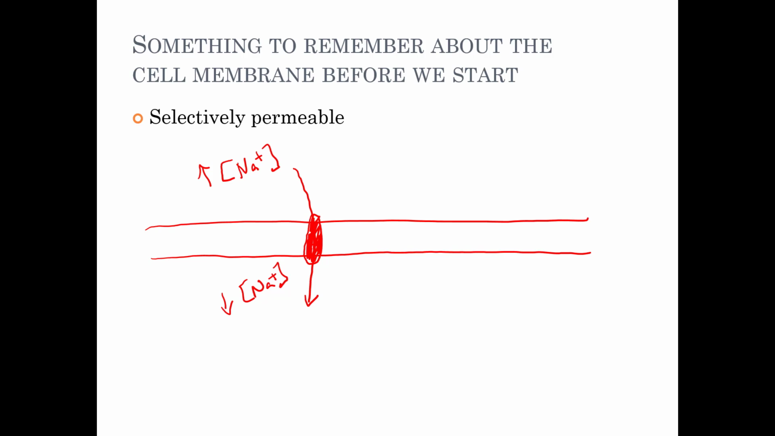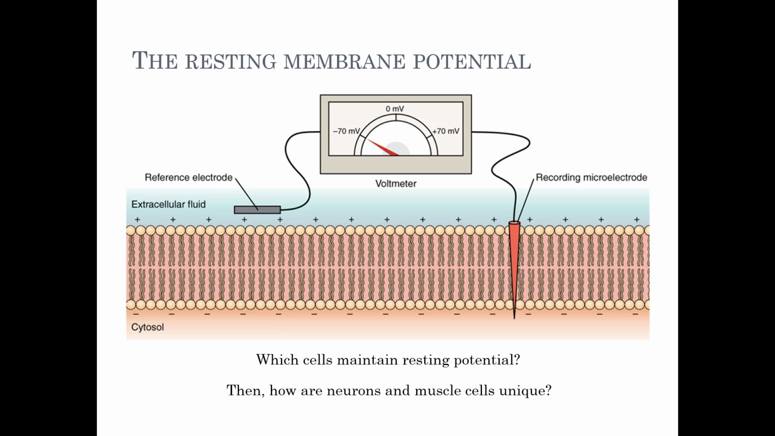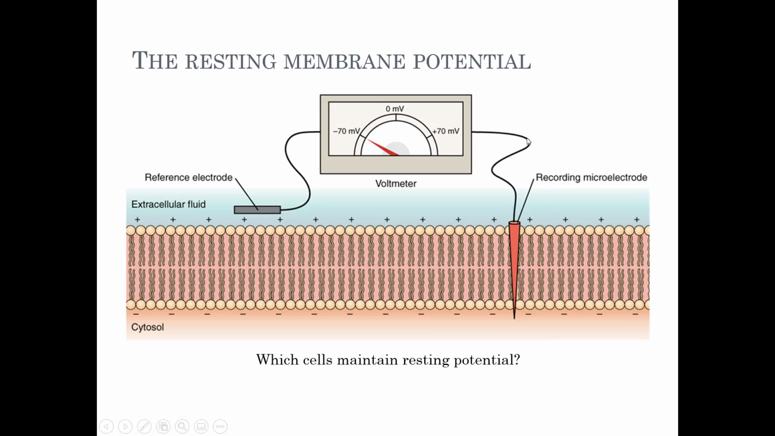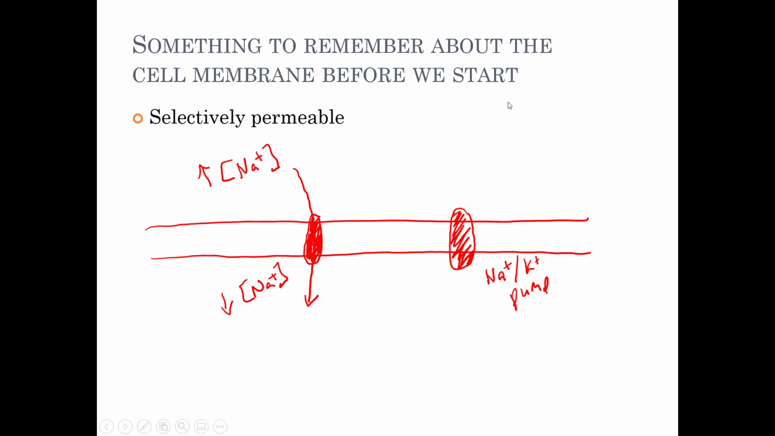Obviously the other option is that we can use energy. We're going to call this a sodium-potassium pump because this is one that we're going to be using. The sodium-potassium pump will move sodium against its concentration gradient as long as there is energy. So ATP is going to power our sodium-potassium pump.